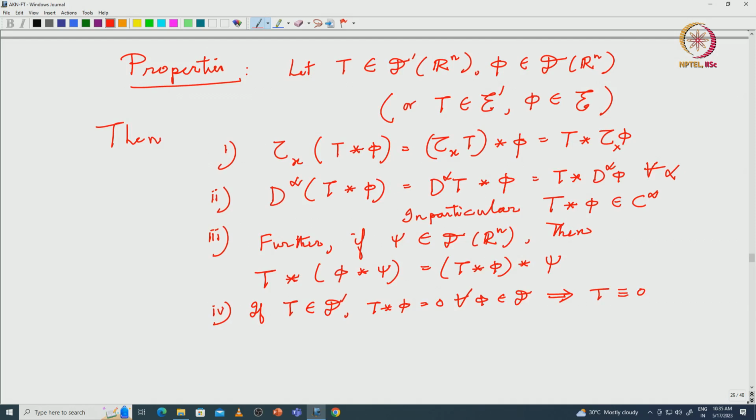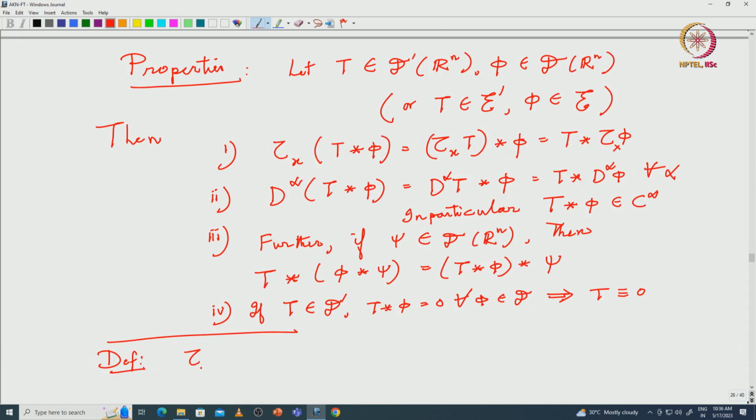So, how is the translation of a distribution motivated? When it is a function, tau x of f at y is equal to f of y minus x. Take the distribution generated by that and see what formula it gives you.